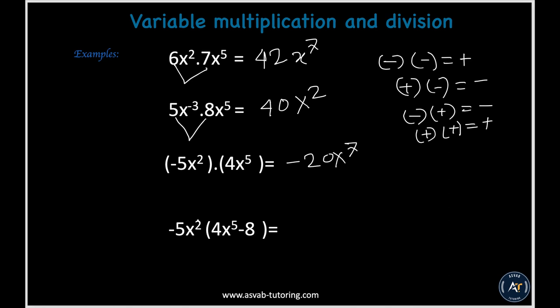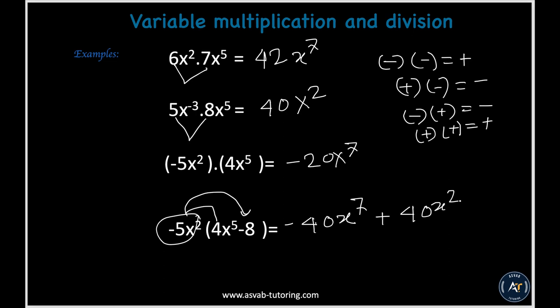So how about this one? If you have a parenthesis here, if you want to multiply this thing with this term, you need to distribute. You need to distribute with this, distribute with that. So in that case, 5 times 4 is 20, x to the power 5 plus 2 is 7, negative times negative is positive, 5 times 8 is 40, x squared. Okay, so yeah, try by yourself. If you have any question, just practice multiple times.